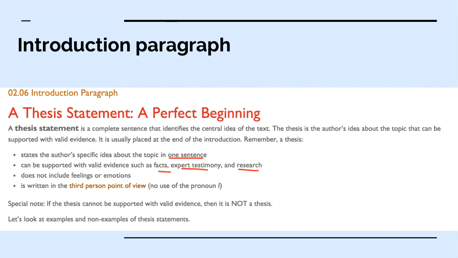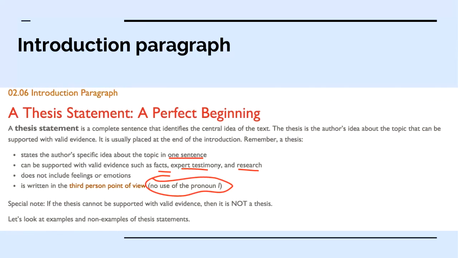Your thesis statement should not say, "Oh my goodness, I love jellyfish so much," or "the Komodo dragon is awesome," because that's an opinion that includes feelings and emotions. And it's written in third person point of view. No use of the pronoun I. I'm very, very picky on this. Everything in this essay should be third person point of view.